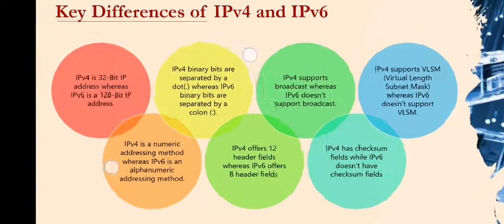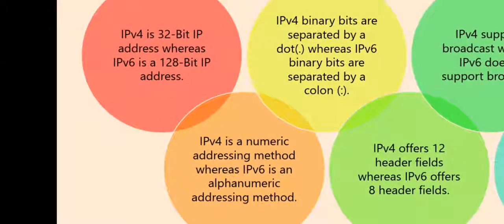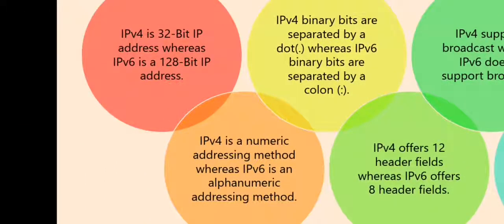First, we have, let me zoom in. Okay, IPv4 is a 32-bit IP address, whereas IPv6 is a 128-bit IP address. Another, IPv4 is a numeric addressing method, whereas IPv6 is an alphanumeric addressing method. Next, IPv4 binary bits are separated by a dot, whereas IPv6 bits are separated by a colon.